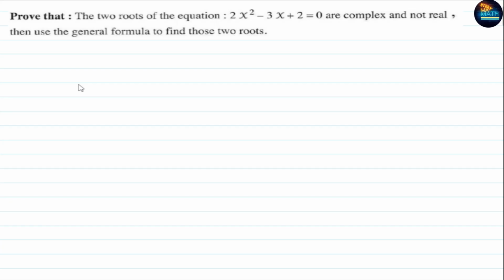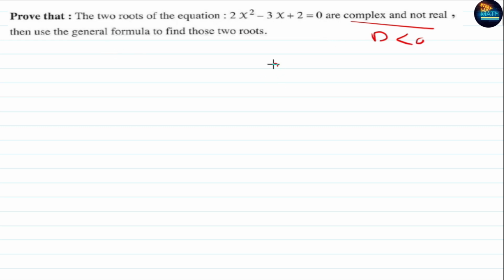Prove that the two roots of the equation 2x squared minus 3x plus 2 is equal to 0 are complex and not real. Then use the general formula to find those two roots. All right. Now here he said that they are complex and not real. You remember, complex and not real means the discriminant is smaller than 0, right? So the discriminant is negative. So he said that to prove that. So let's get the discriminant and see if the discriminant is smaller than 0 or not.